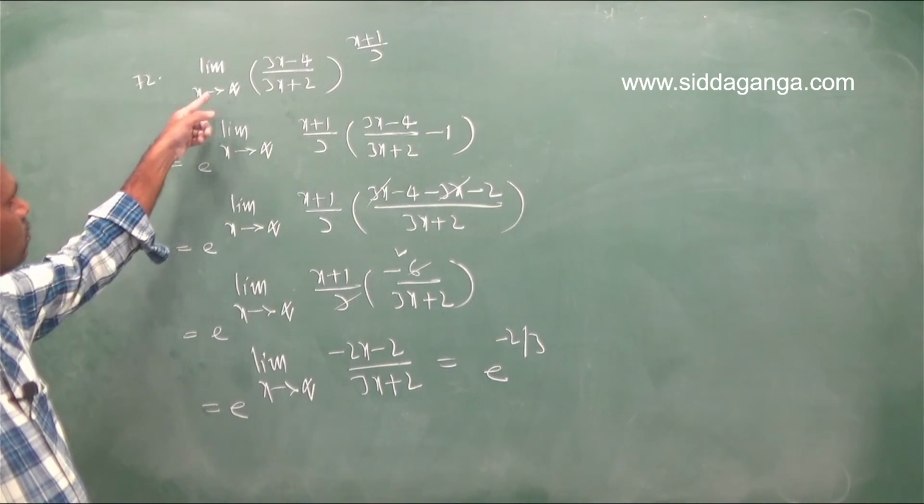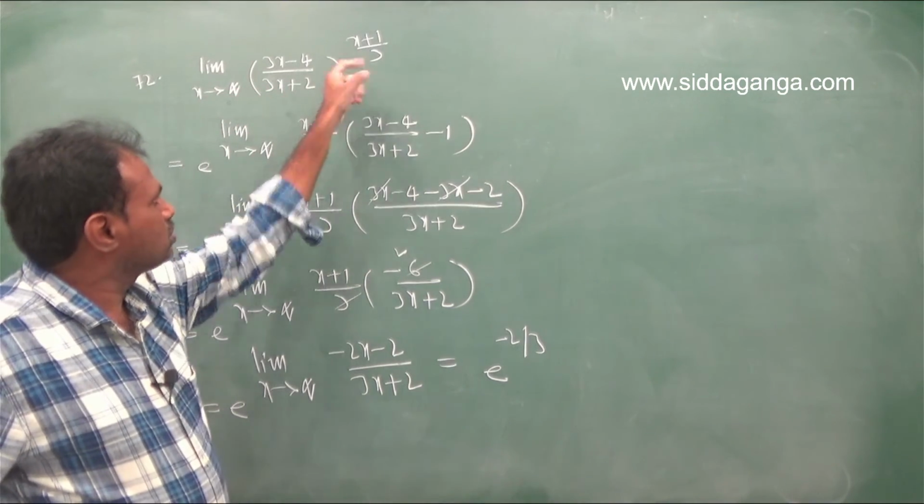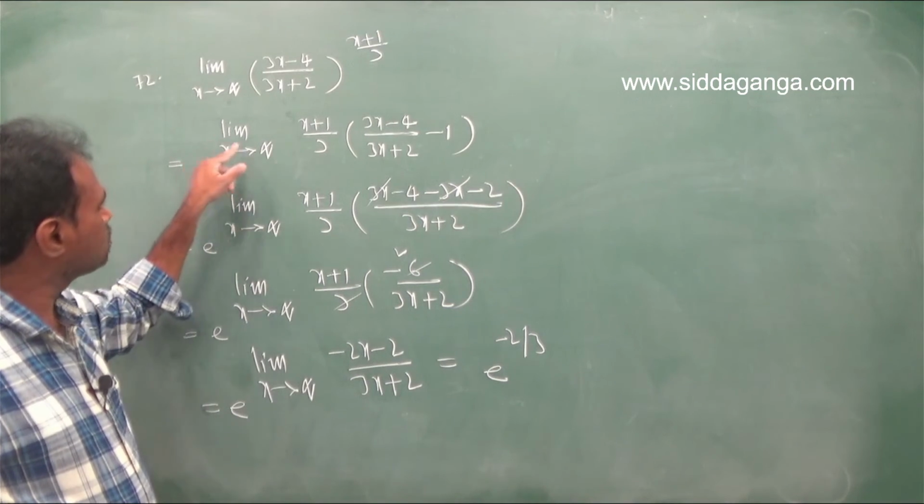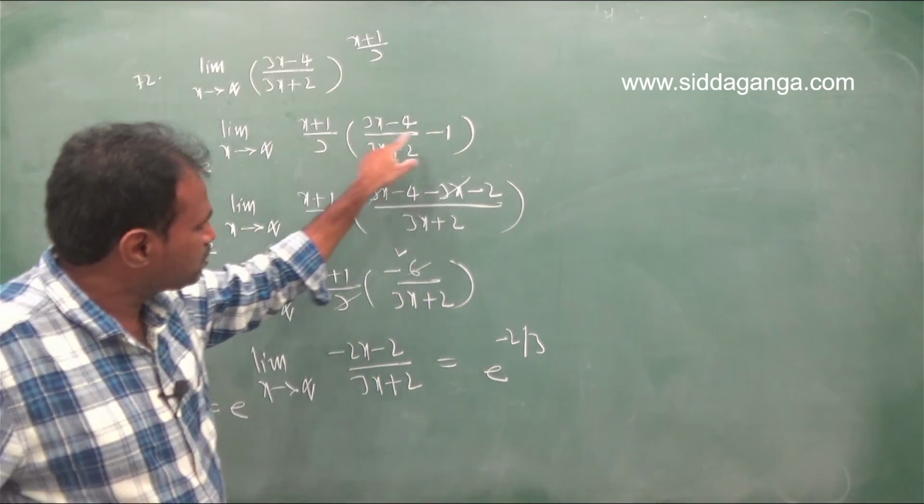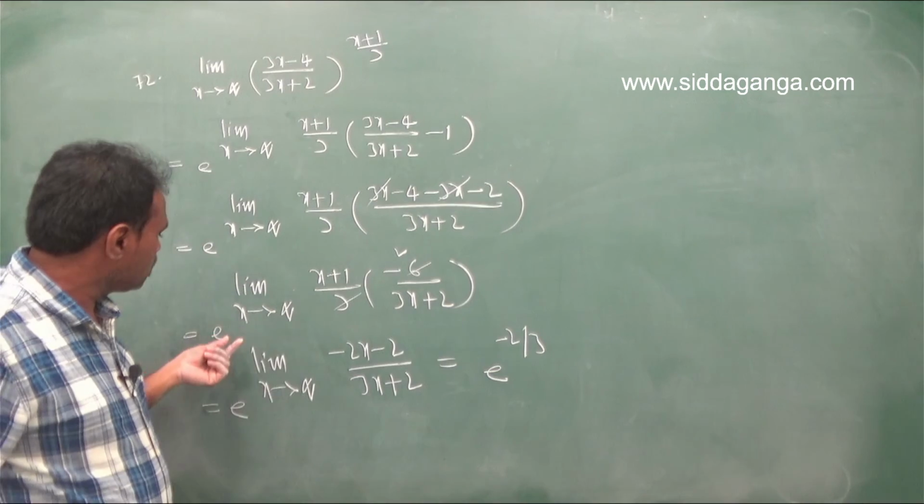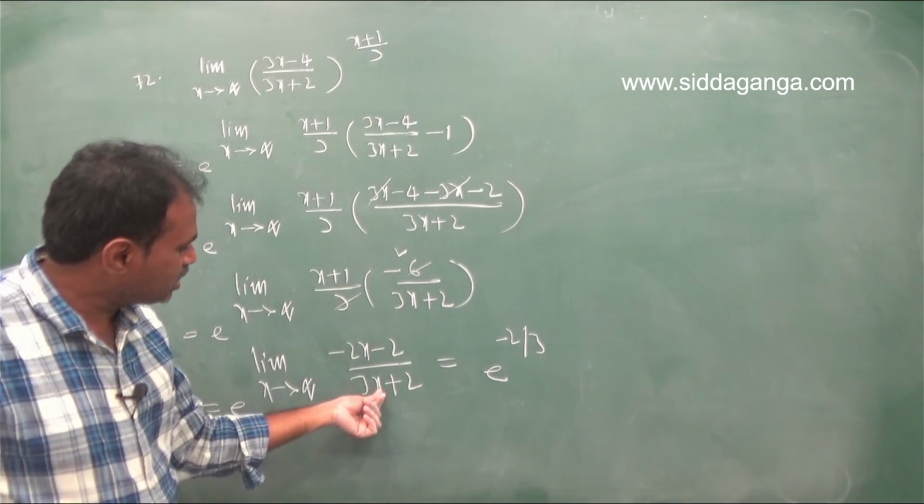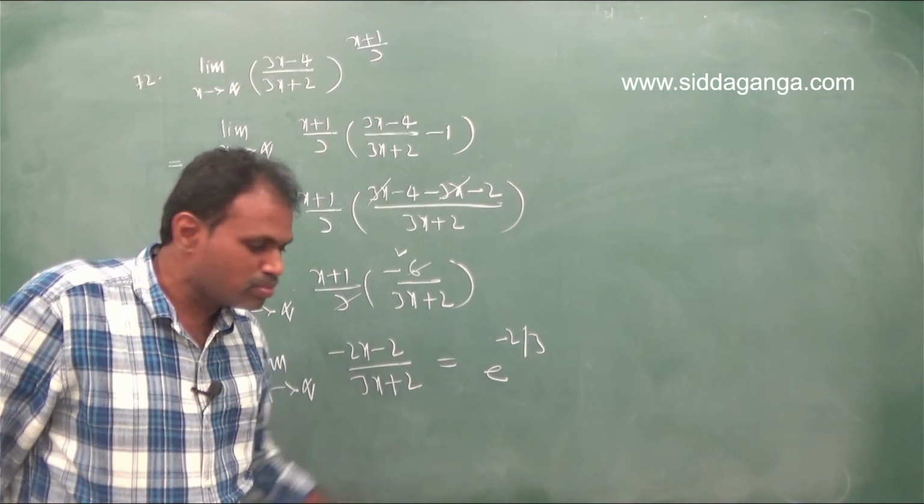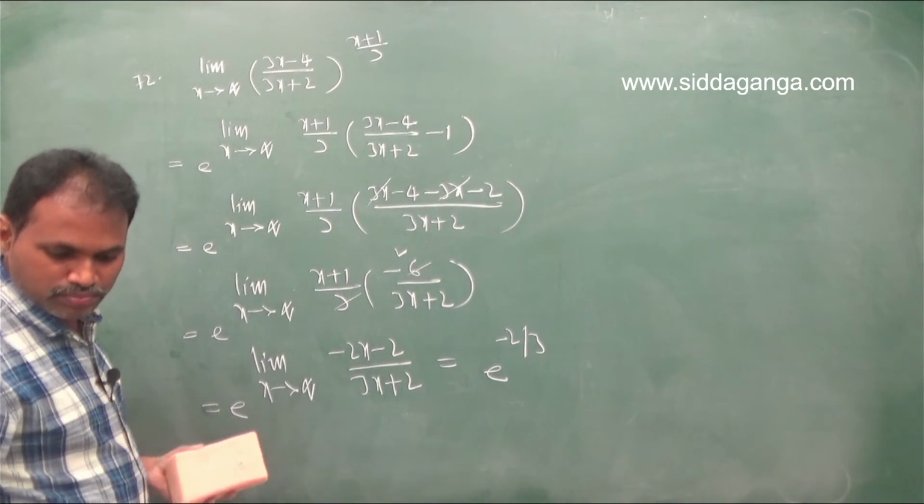This is x tends to infinity, 1 power infinity form, f of x for g of x. Therefore, like the previous problem, e power limit x tends to infinity, g of x into (f of x − 1). Just simplify, and numerator degree and denominator degree are the same. Therefore, those coefficients only, result e power −2 by 3. Next problem.